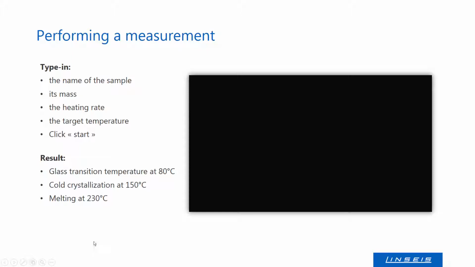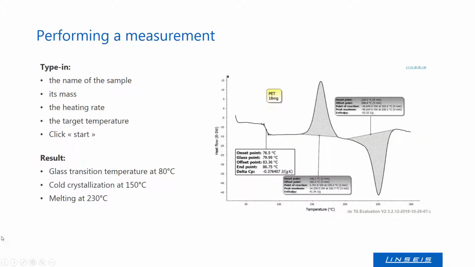After the measurement, you receive the measurement result that can look like in the scheme beside. In this case, it's PET that shows a glass transition around 80 centigrades, followed by a cold crystallization at around 150 centigrades, and then there's the melting peak at around 230 centigrades.